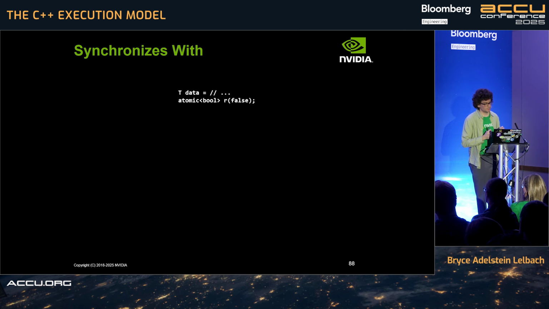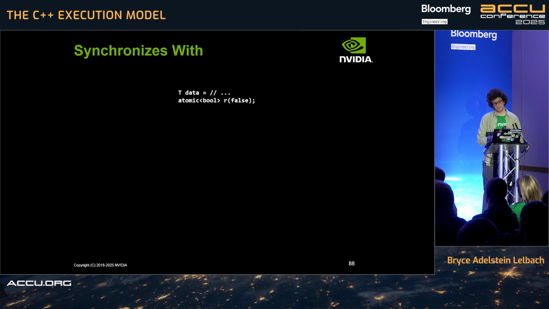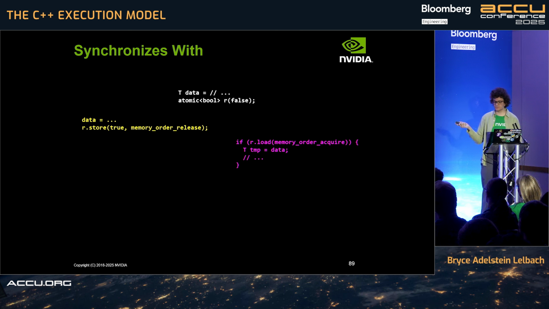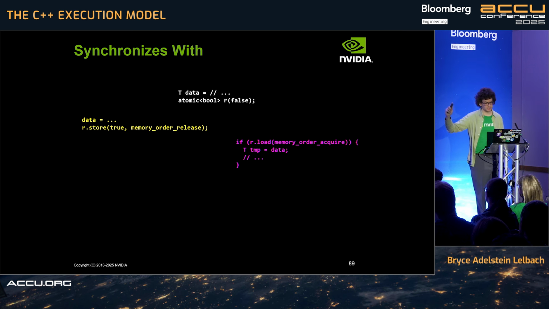So synchronizes with is a runtime relationship. You only have it if the operation sees it. So imagine that we have 2 threads communicating data with an atomic flag. The first thread stores to the data and then does an atomic store release to the flag. So if the load on the right sees a value of 1, then and only then do we have a synchronizes with relationship from the left to the right.